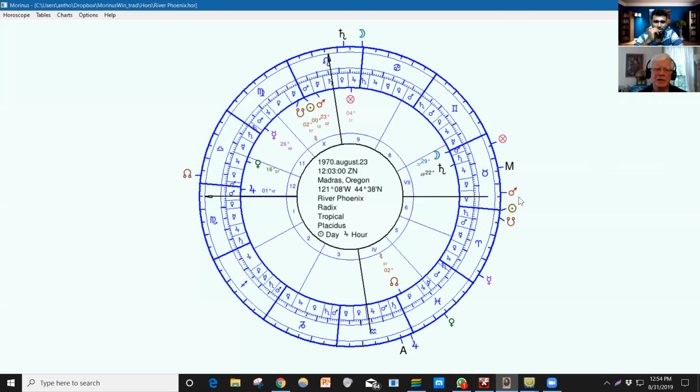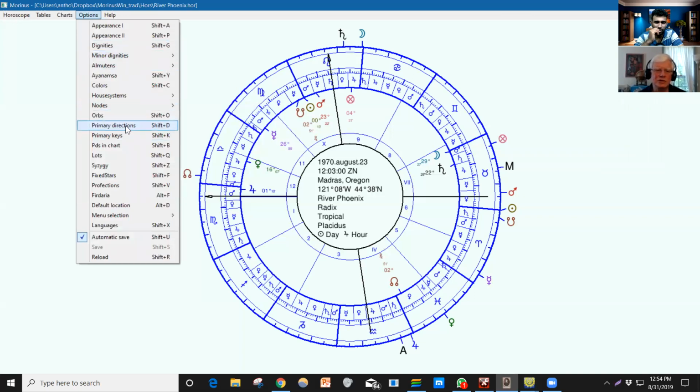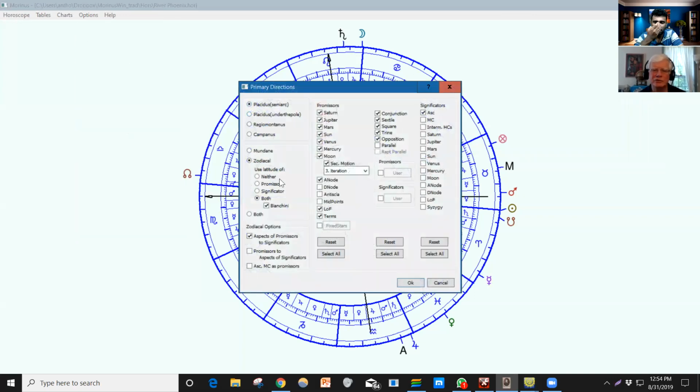The more complicated one is options, primary directions. We have all these choices. So let's go through them. Placidus semi-arc is the classic method used by Ptolemy. That's what I would recommend. From Hellenistic times through the Renaissance, it was the main system, probably the only system used.